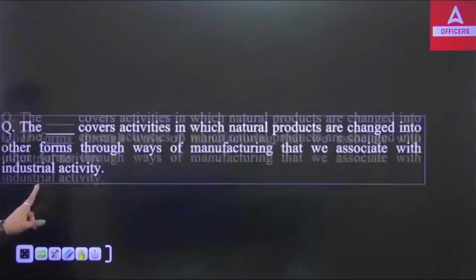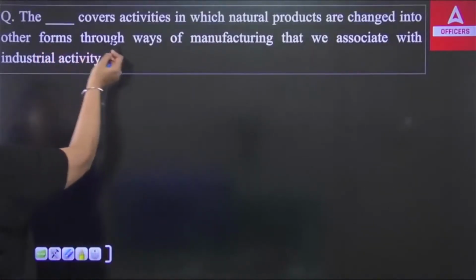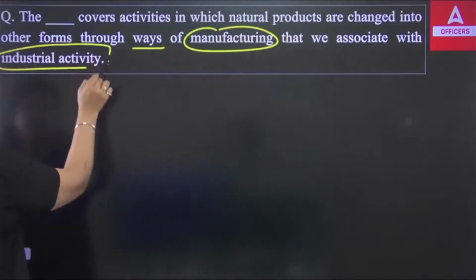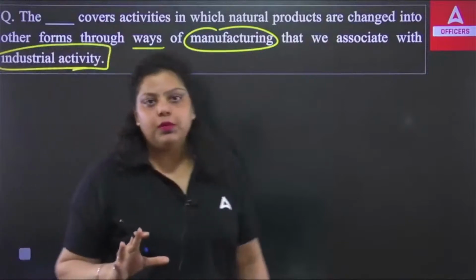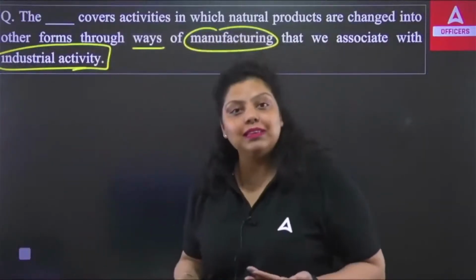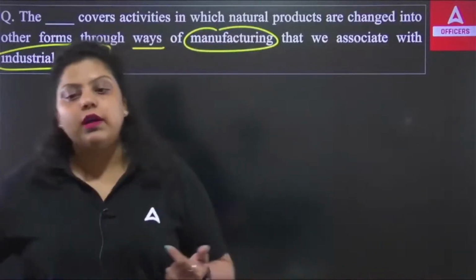Now, the next question: the dash covers activities in which natural products are changed into other forms through ways of manufacturing that we associate with industrial activity. So it means you have natural products that belong to the primary sector. You are converting or processing those natural products into finished goods or final goods. That's what we're talking about here.